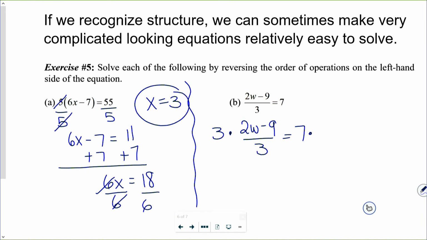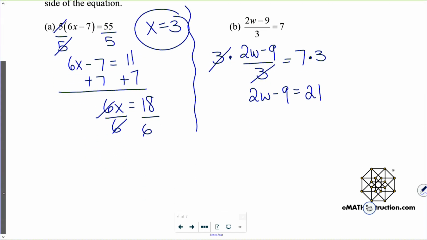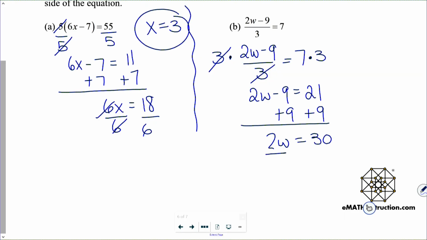Again, I have to do it to both sides because I'm using the multiplication property of equality. That's going to give me 2w minus 9 is equal to 21. Now I have to undo that subtraction of 9 by adding 9 to both sides. That's going to give me 2w is equal to 30. And now I'm going to just divide both sides by 2. And that is going to give me w equals 15.